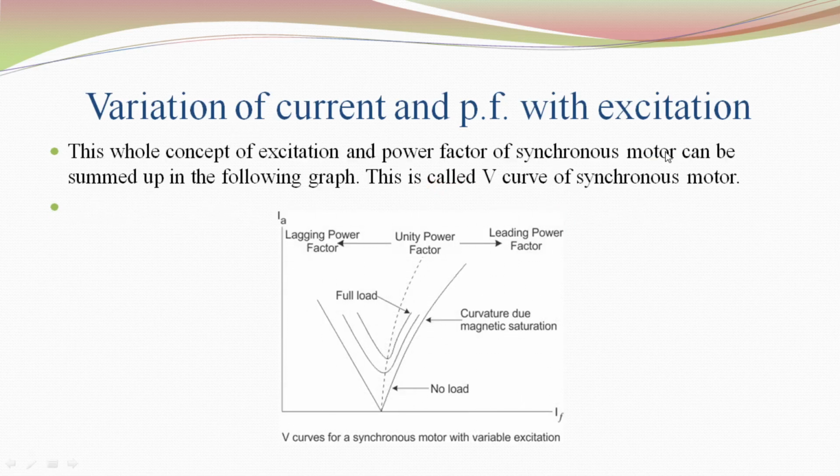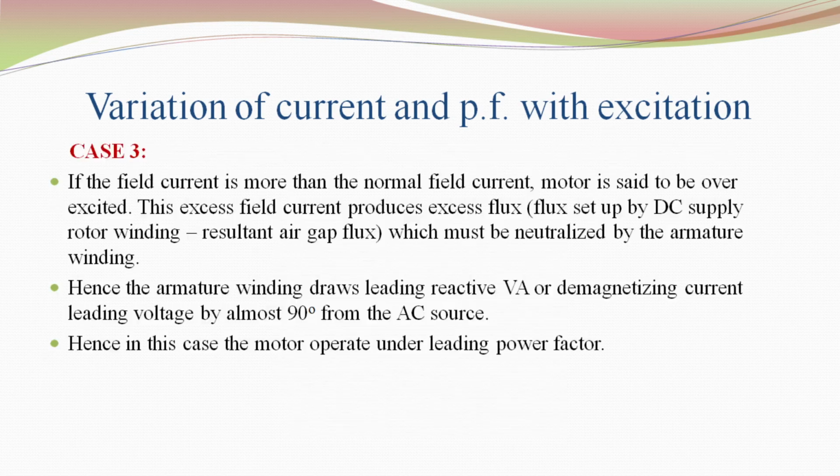So we have obtained the V curve and inverted V curve. We have understood how, if there is a change in excitation, the current and power factor will vary. We have seen this relationship via V and inverted V curves, for lagging, leading and unity power factor.